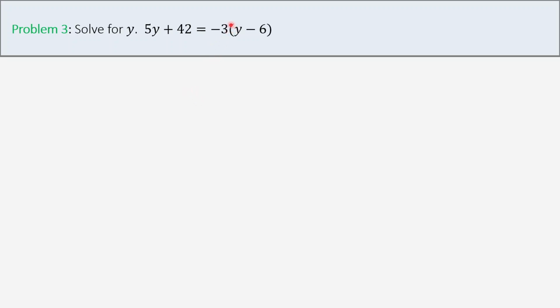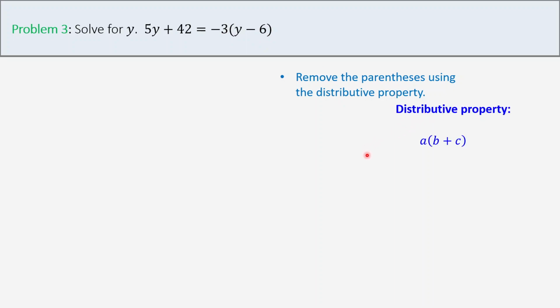Now we are going to solve this equation. In this equation, there are parentheses. So first you need to remove these parentheses by using the distributive property. What is the distributive property? I have a times the quantity b plus c inside the parentheses. This is equal to multiplying a and b, ab, and multiplying a and c, ac, and adding them. This is the distributive property.